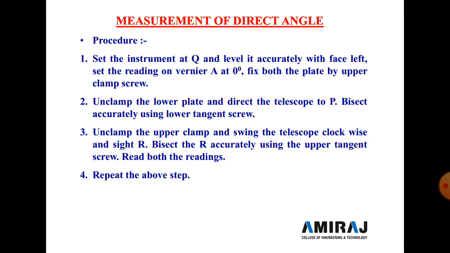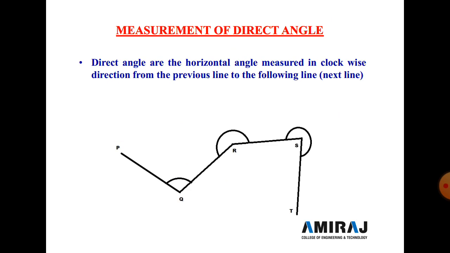Set up the instrument at Q and level it accurately with the face left, set the reading of vernier A at 0 degree, and fix both plates by the upper clamp screw. Here the instrument is set at point Q, then three steps are compulsory: centering, leveling and focusing.